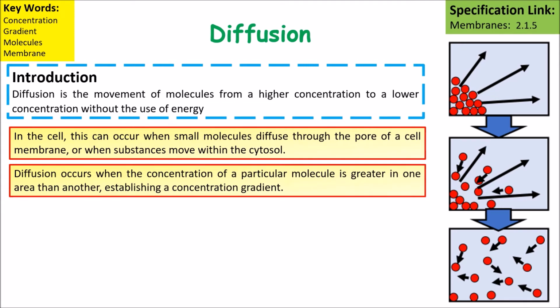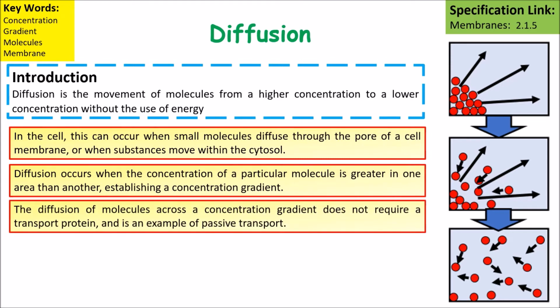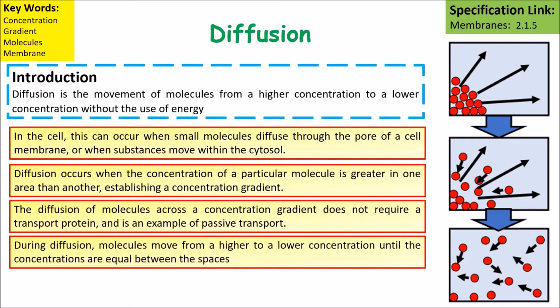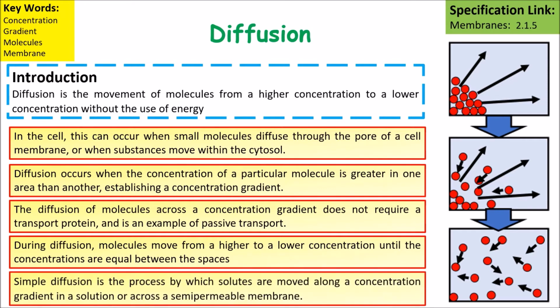Diffusion occurs when the concentration of a particular molecule is greater in one area than another, establishing a concentration gradient. The diffusion of molecules across a concentration gradient does not require a transport protein, so therefore is an example of passive transport. During diffusion, molecules move from an area of high concentration until the concentrations are equal between spaces, and simple diffusion is the process by which solutes are moved along a concentration gradient in a solution or across a semi-permeable membrane.